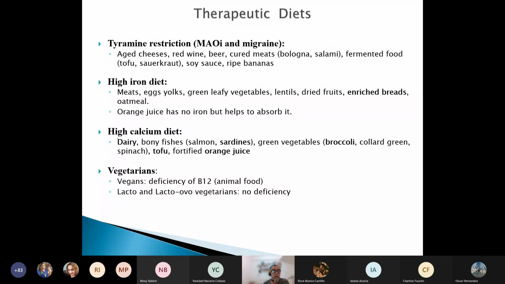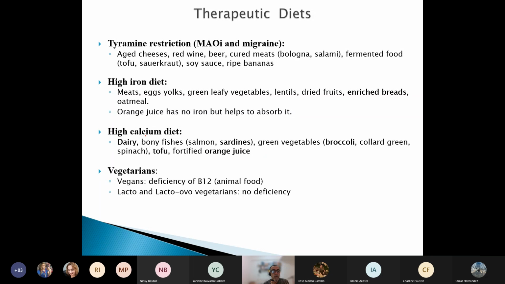Of course, everybody knows that milk and dairy is very rich in calcium, but they make it difficult because they ask you for alternatives to milk and dairy in people that have, for example, lactose intolerance or don't like milk. And remember that bony fishes like salmon, sardines, green vegetables like broccoli, collard greens, spinach, tofu, and fortified orange juice. So orange juice is also another fortified source of calcium, okay? It's an important source of calcium, fortified orange juice.